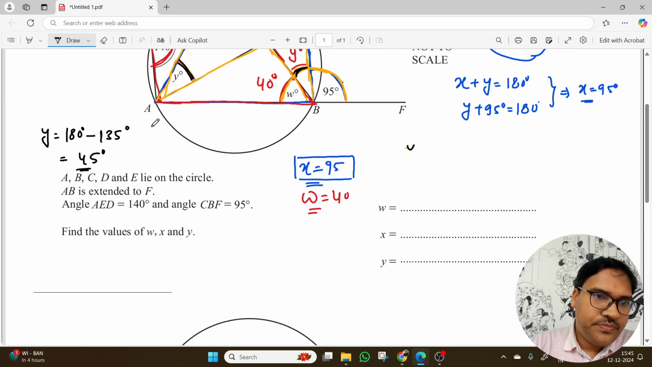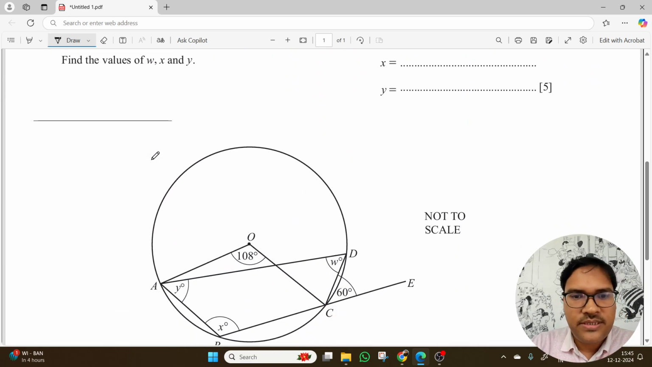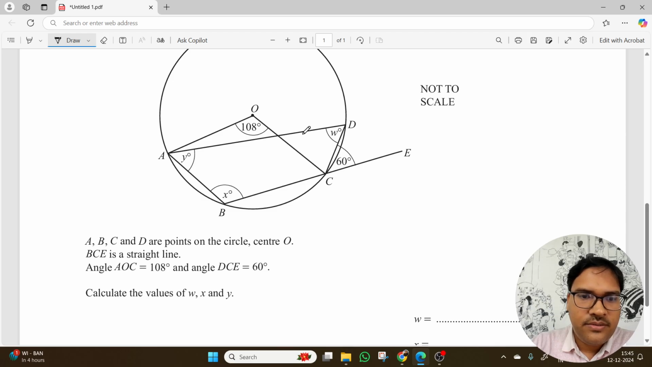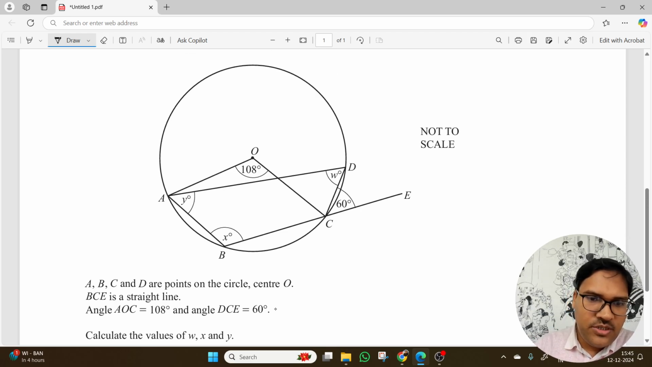Right. So now the next question. I hope this is clear. Now let's talk about the next one. In this question, they have mentioned that ABCD are points on the circle. BCE is a straight line. Angle AOC is 108 degrees and angle DCE is 60 degrees. Then find the values of W, X, Y.